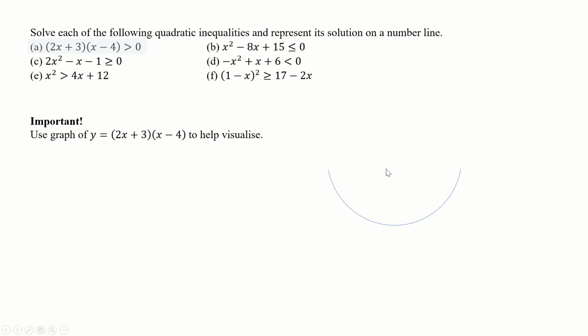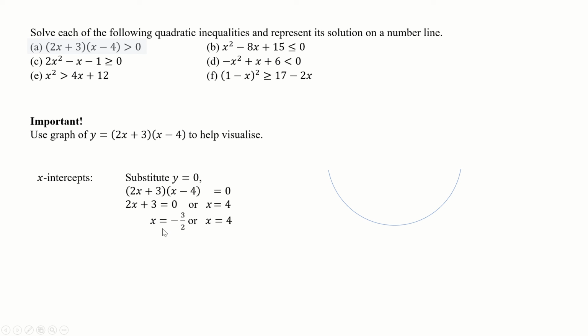Okay, but which feature is important over here? To solve a quadratic inequality, we only need to find the x-intercepts. Only the x-intercepts are important. So how do we find the x-intercepts? We substitute y equals 0 into the equation over here, and we get (2x + 3)(x - 4) = 0, and so on. So x is equal to negative 3 over 2, or x equals 4. So now we can fill in this information into the graph over here, where the two x-intercepts are negative 3 over 2 and 4. So now let's pause and make some observations from the sketch itself.